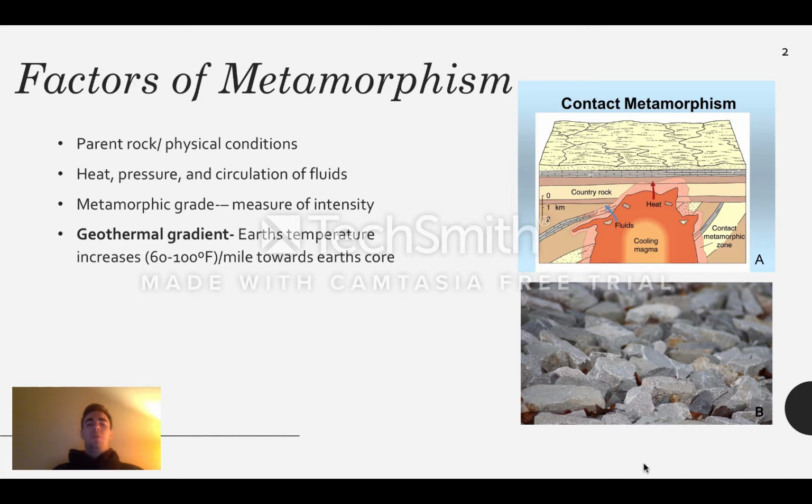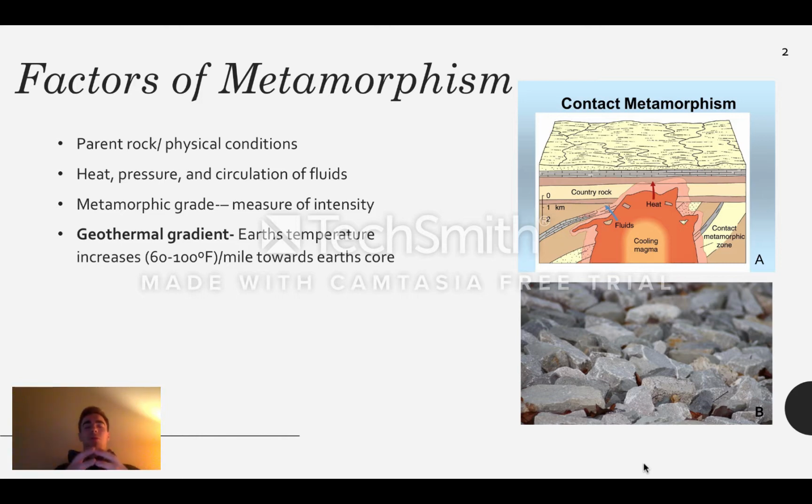A big difference between the parent rock and metamorphic rocks depends on the metamorphic grade, and the metamorphic grade is known as the measure of intensity of metamorphism. So, for example, the way that the rocks are acting on one another. Reactions occur faster the farther down in Earth's crust that you go.